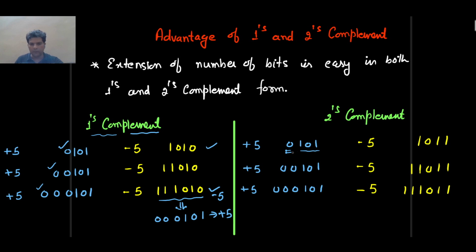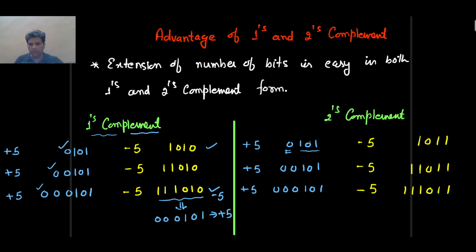Same, I want to represent this plus 5 in 5 bit. So 00101, I simply copy the MSB bit. Again in 6 bit, I simply have to copy the MSB bit. So this is plus 5. Same here, minus 5. How do we represent minus 5 in two's complement form?